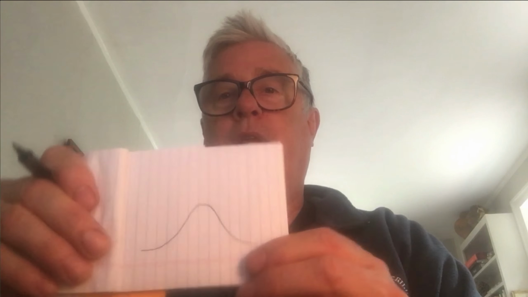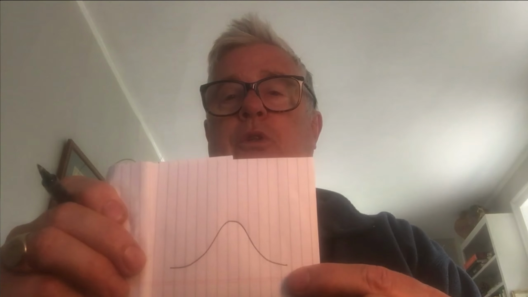Another way to take a look at statistics is a graph. And a typical graph is going to look like this. I'm just going to draw it here. If I was doing this live, I would draw it on the whiteboard. That's a typical graph of a probability distribution.